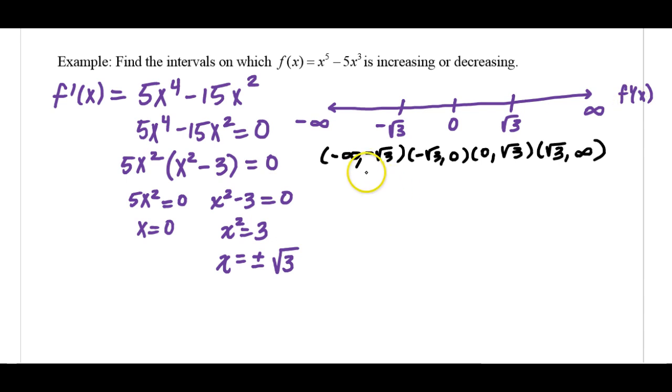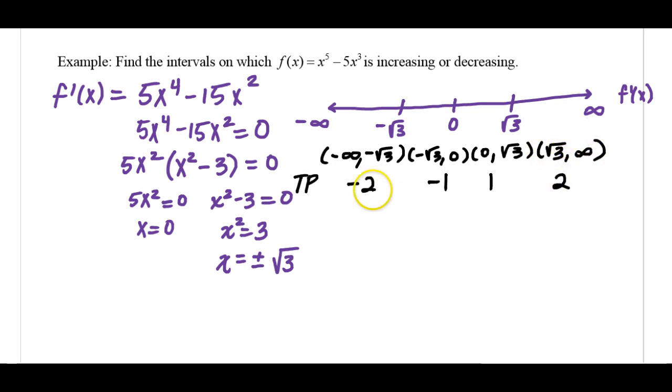So now I have to pick test points in each of these intervals, and I want to think about the nicest possible number I can choose in each interval. So negative radical 3, I know that's a number that's less than negative 2 because radical 3 is less than radical 4. So a test point is the next thing I need to choose, so I'm going to write that as TP. So my test point is going to be, in this interval, negative 2. Now between negative radical 3 and 0, I'm going to choose the test point negative 1. Between 0 and radical 3, 1, and between radical 3 and infinity, 2.